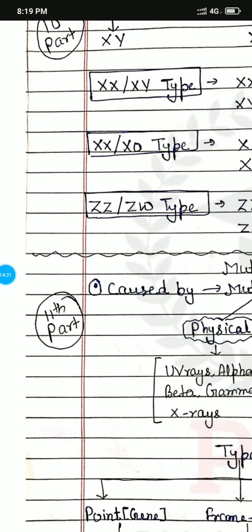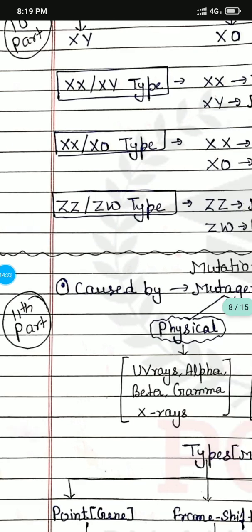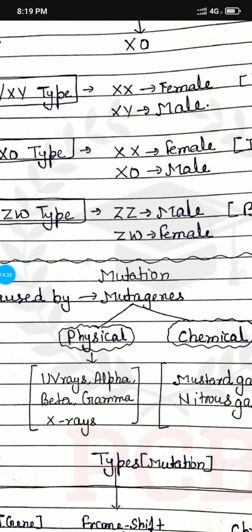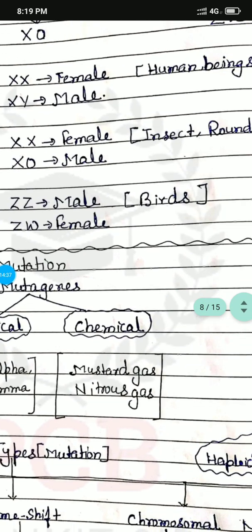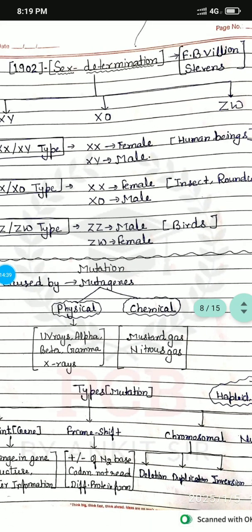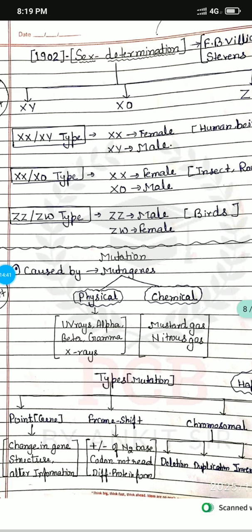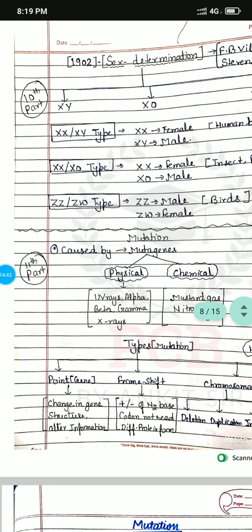And it is ZZ and ZW type. Actually, this is different. ZZ represents the male and ZW represents the female. It is found in birds. So these types of sex determination also occur. Somehow, the question is going to be asked how birds are represented by the chromosomes.